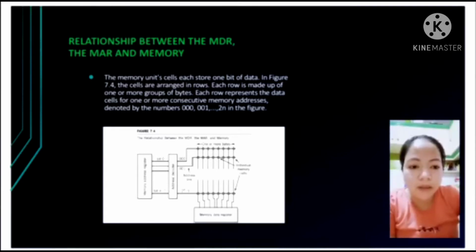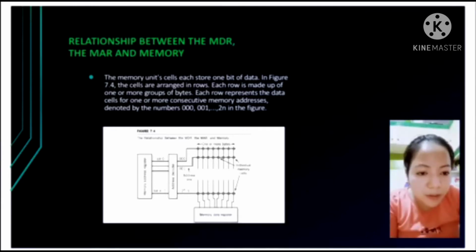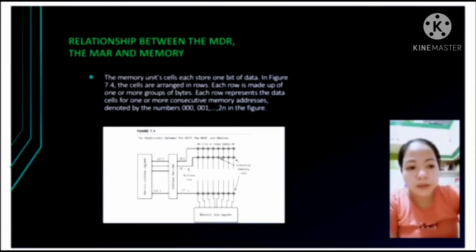The memory unit cells each store 1 bit of data in figure 7.4. The cells are arranged in rows. Each row is made up of one or more groups of bytes. Each row represents the data cells for one or more consecutive memory addresses denoted by the numbers in the figure. Ito po yung kanyang picture. Ito naman yung MAR-MDR example.